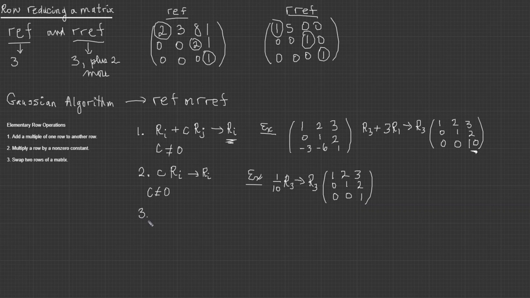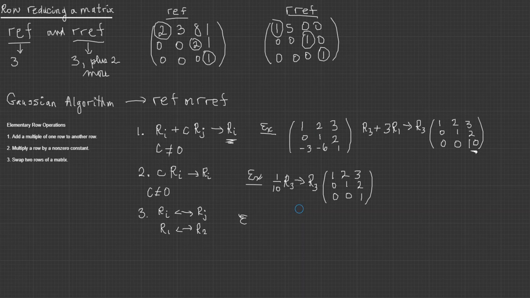And finally, for the last one, we can swap two rows of a matrix. So the way that looks in notation is we have a two-sided arrow. So what this means is that we're going to take row i and we're going to switch places with row j. So basically, to use an actual example, let's say we were swapping row 1 and row 2 in a matrix. What this is going to do is we're going to take row 1 and put it in row 2, and then our row 2 is going to go to row 1.